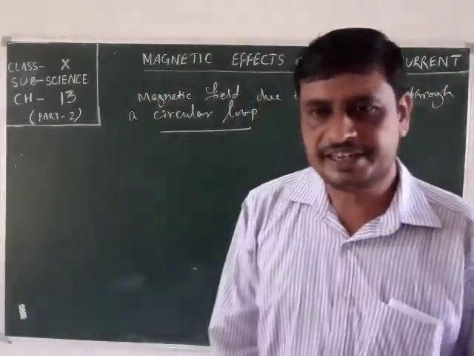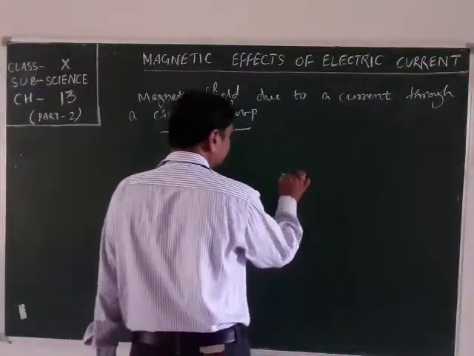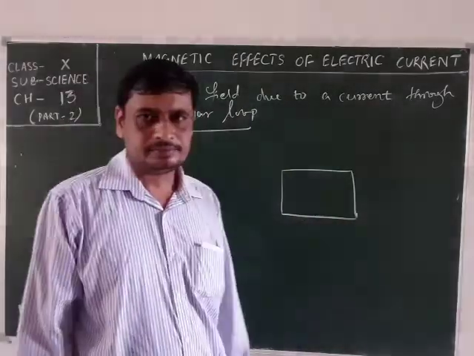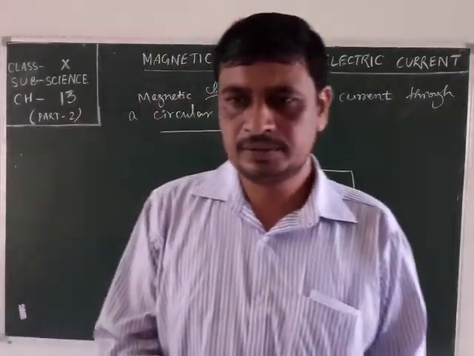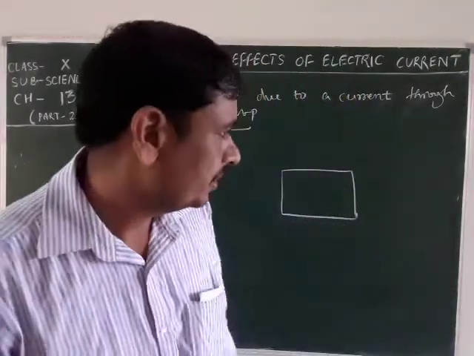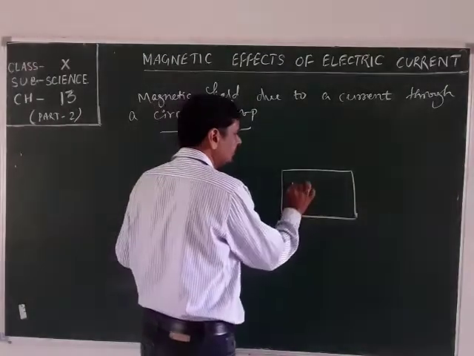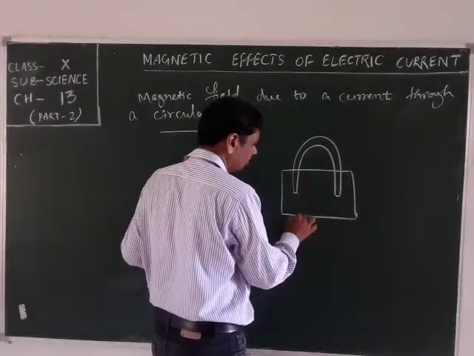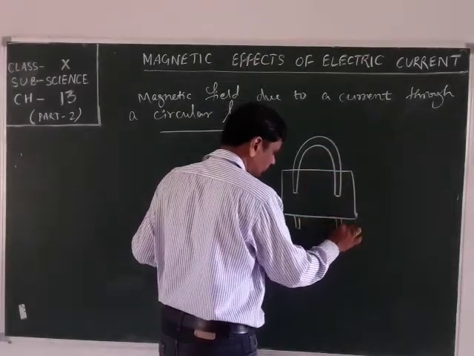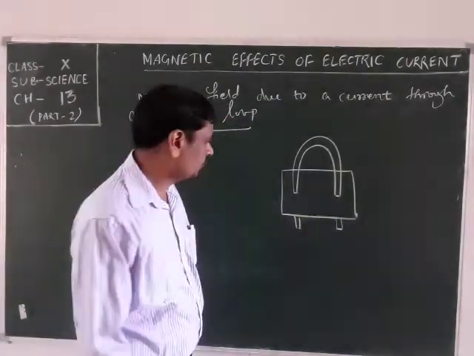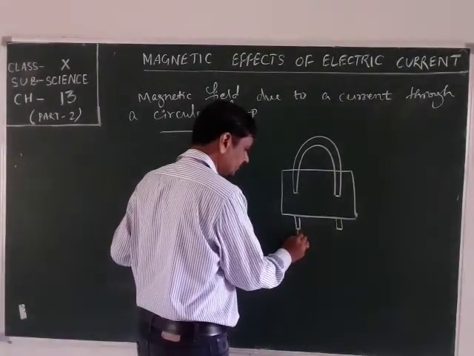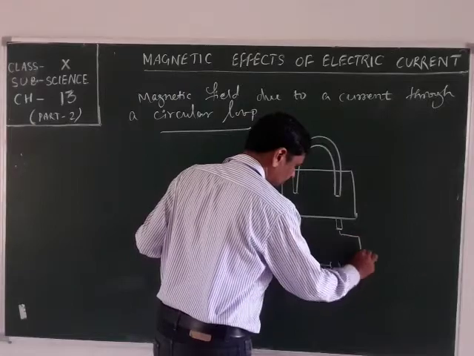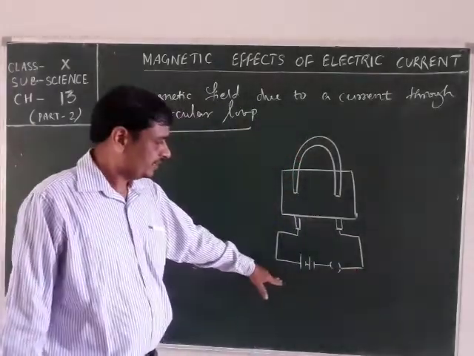Let us take a cardboard. A loop is taken and it is passing through this board. Now both the ends of the loop are connected with a battery and a plug.